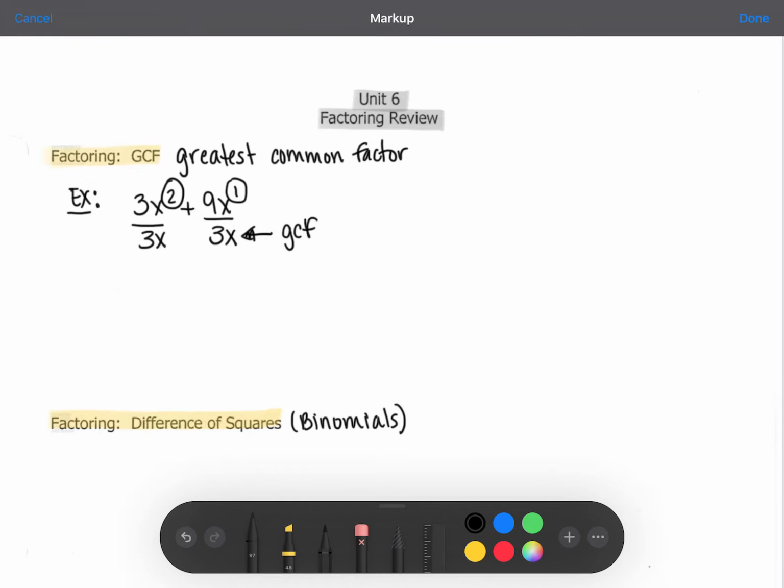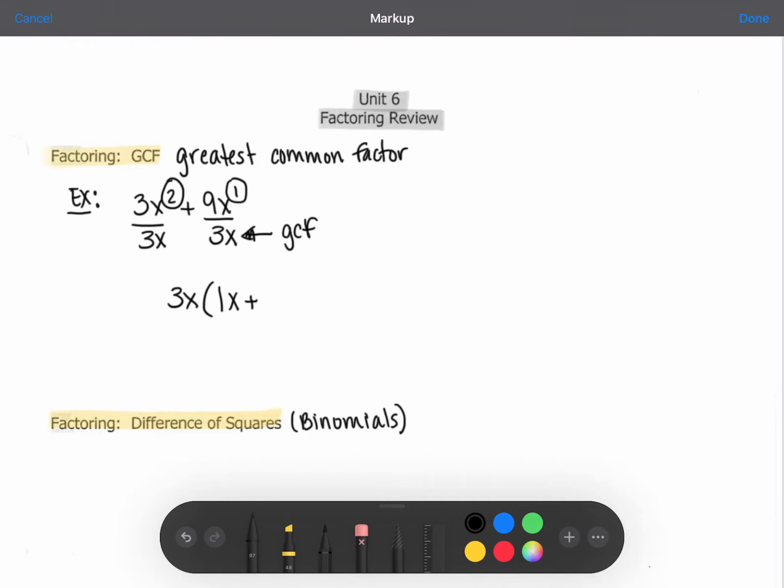And the reason why we divide by our greatest common factor is because we're basically undoing a distributive property problem. So we are going to be putting that GCF on the outside of the parentheses, and that's what I'm dividing by. And whatever I get after I divide goes on the inside of the parentheses. So 3x squared divided by 3x. 3 divided by 3 is 1. X squared divided by x, you subtract the exponent, so that leaves me with an x to the first power.